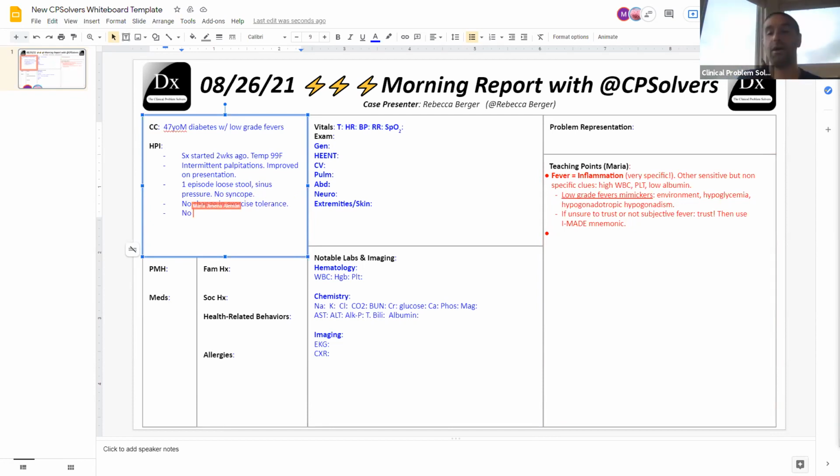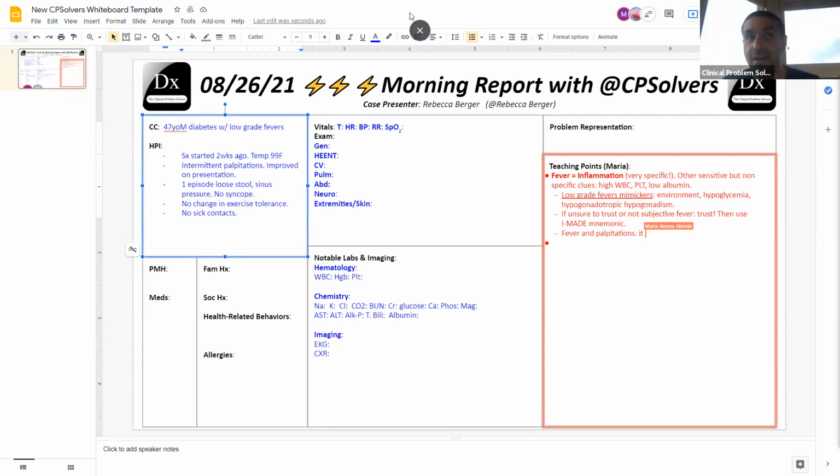There's some extra cardiac phenomenon that leads to that sensation. So here it's probably tempting to say, hey, there's fever and palpitations. Is there something going on in the heart? And that may be true, but it may not be. One episode of loose stool, again, does that mean there's something going on in the GI tract? Maybe, maybe not. What about the sinus pressure? Again, I'd say that is fairly non-specific and doesn't necessarily land us in the sinuses.